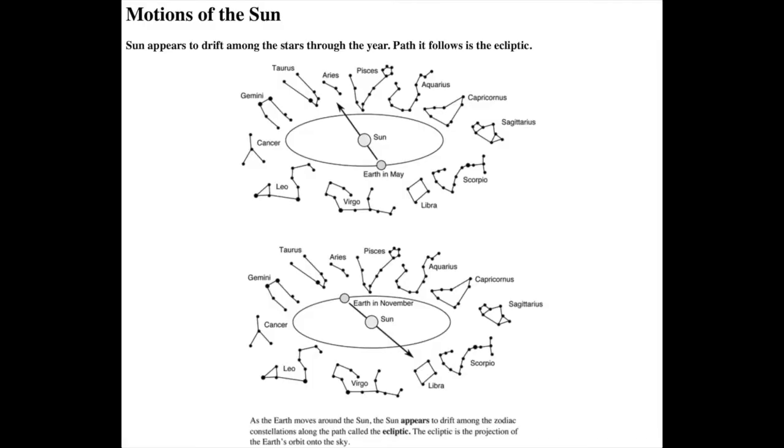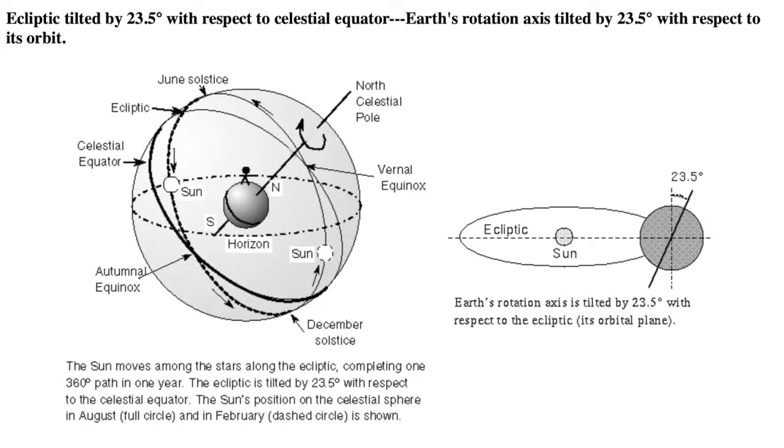As the Earth moves around, the Sun appears to drift slowly among the stars, the zodiac constellations, through the year. This great circle path the Sun follows is called the ecliptic because this is the eclipse plane on which the Moon has to be in order for an eclipse to occur.